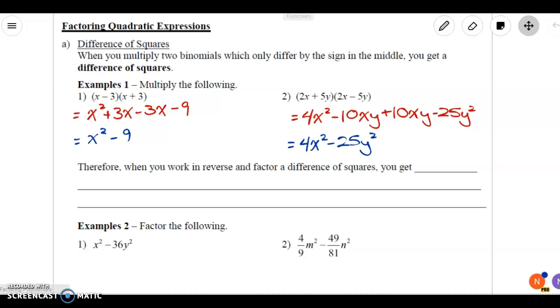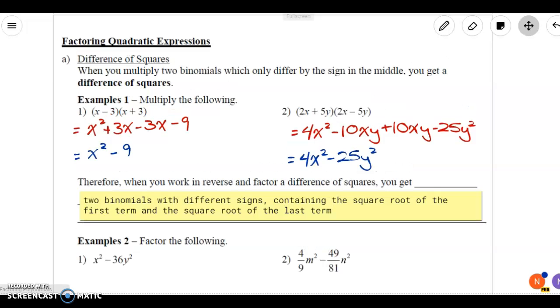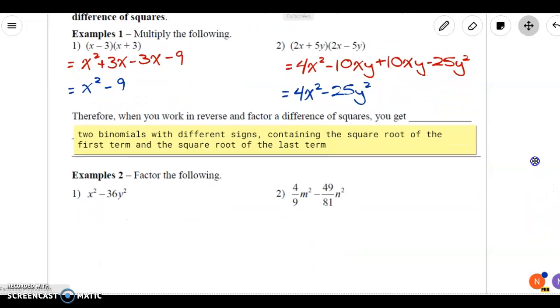Now usually to factor, we work in reverse. So we start off with 4x squared minus 25y squared, and we need to look at what we can do to factor that back into our two binomials that are being multiplied together. So when you work in reverse and you factor a difference of squares, to go back to that factored form, you're going to end up with your two binomials that have different signs, and they contain the square root of the first term and the square root of the last term. Let's take a look at what that looks like with these examples.